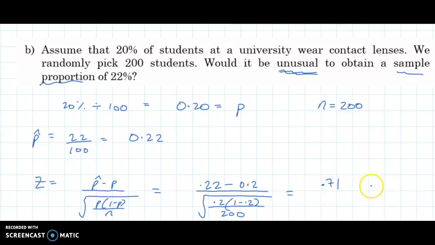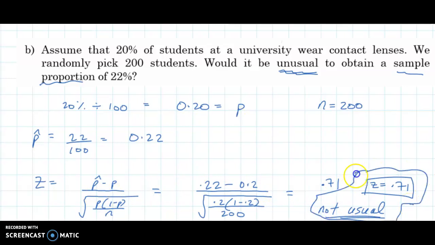Now what does this mean? Z equals 0.71. Would it be unusual? If Z equaled 1, that would be 1 standard deviation. So this is less than 1 standard deviation above the mean. So it's not unusual. And that's our answer there. Put a red box around that: not unusual.